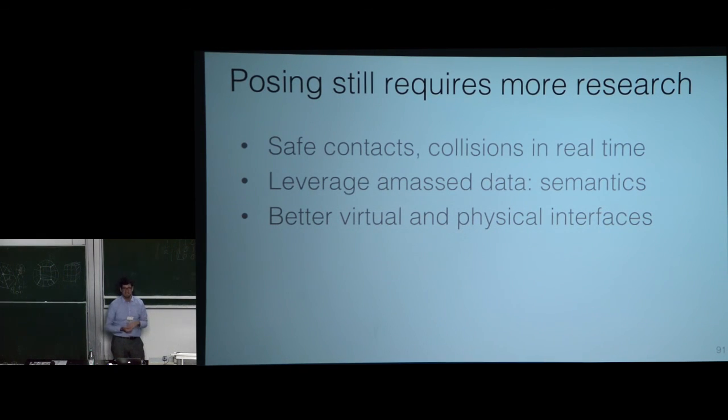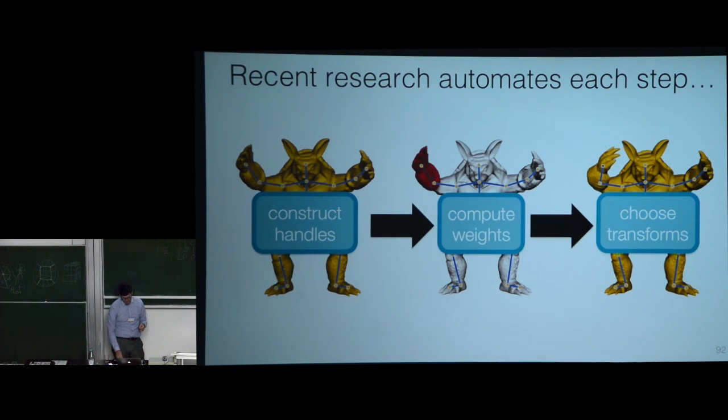And finally, it would be interesting to consider better interfaces for controlling these characters. So far I've been controlling all these characters just using the cursor and the keyboard, but you could think about what exactly is the right deformation interface for controlling a real-time character. So hopefully I've given you a glimpse into how recent research can automate each of the steps of this very labor-intensive process of constructing the handle set, computing the weights, and finally choosing the transformations to control a linear blend skinning rig. And I'll leave you with that.